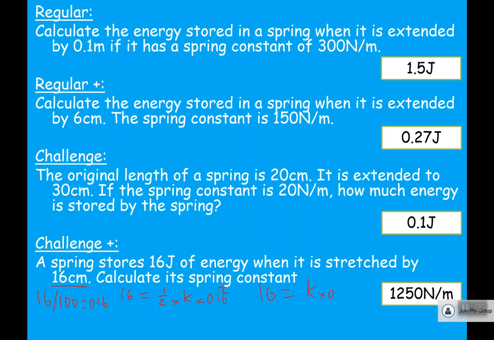k times 0.0128. Just a bit of simple algebra here. We've got to divide both sides by 0.0128. 0.0128 divided by 0.0128 will then cancel out this. And there's your answer. 16 divided by that is 1,250 newtons per meter.